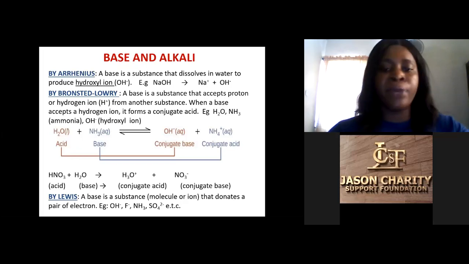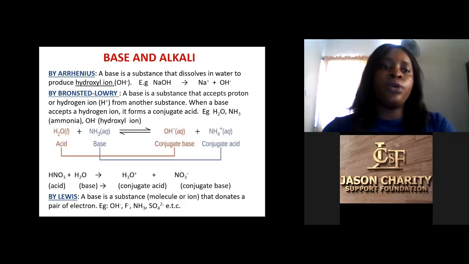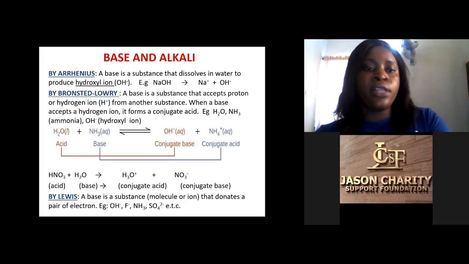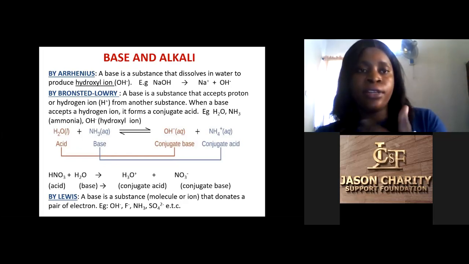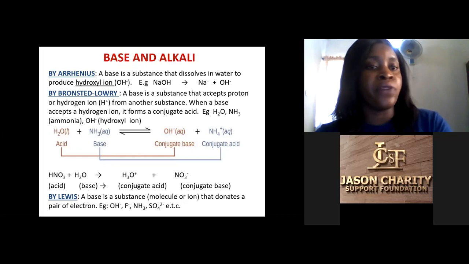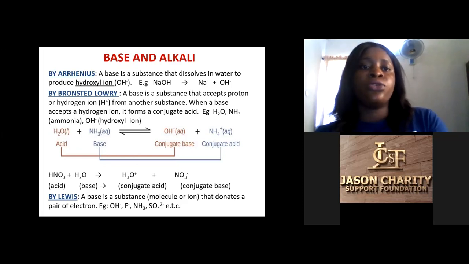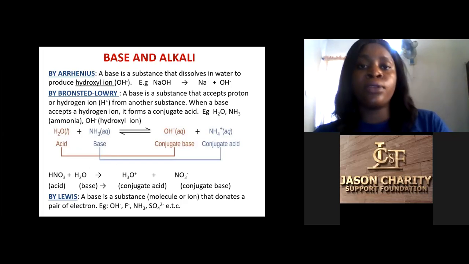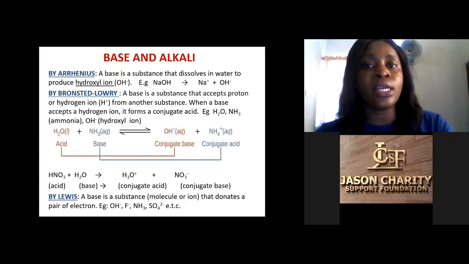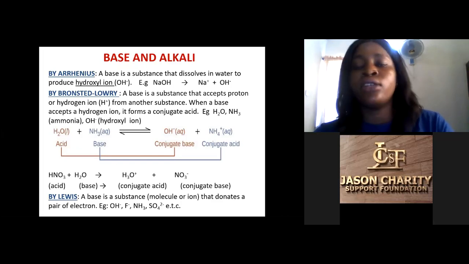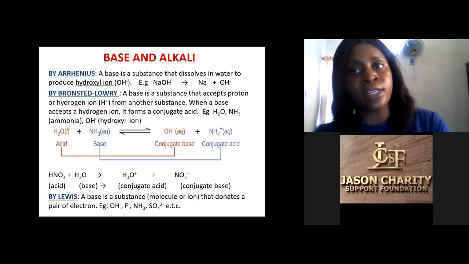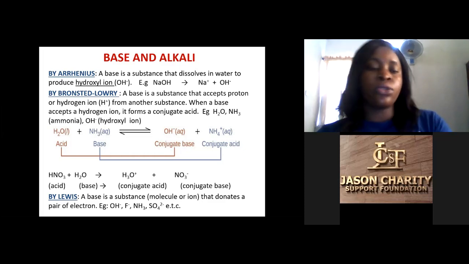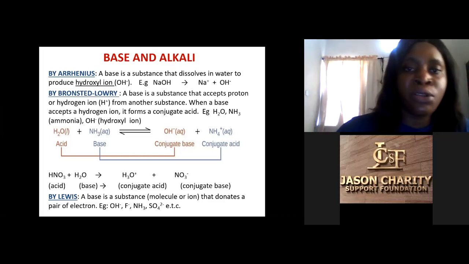Now here we have the base. So I also have definitions proposed by these three scientists that also gave the definition of an acid. The first one is by Arrhenius. He defined a base as a substance that dissolves in water to produce hydroxyl ion as the only negatively charged ion. So what you have there is sodium hydroxide dissolving in water to produce sodium ion and then hydroxyl ion. So the Bronsted-Lowry definition of a base goes like this.